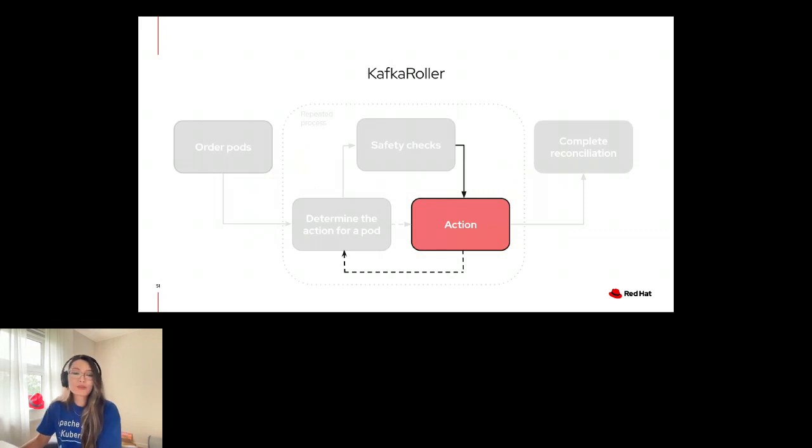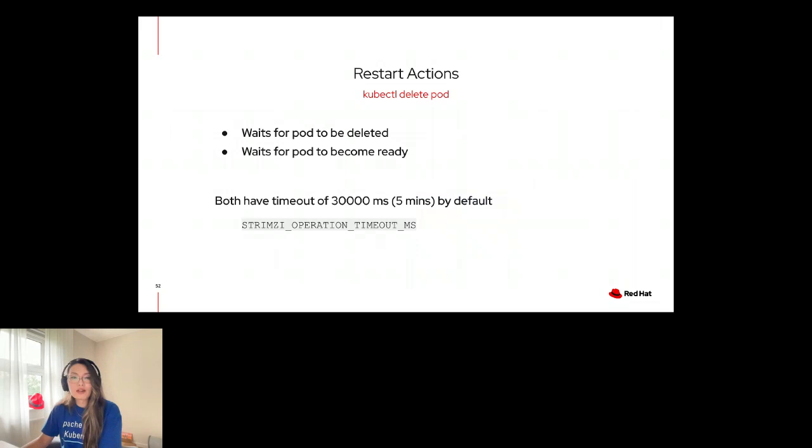Okay, so we took a look at the safety checks that we do, and next we're going to go ahead and do the action. The action of restarting the pod, under the covers, is just kubectl delete pod. We wait for the pod to be deleted, and then we wait for the new pod to become ready. I also mentioned in the previous steps waiting for the pod to become ready in case it was just restarted. All of these waits have a timeout of 5 minutes by default, and this can be reconfigured using the Strimzi environment variable called operation timeout.